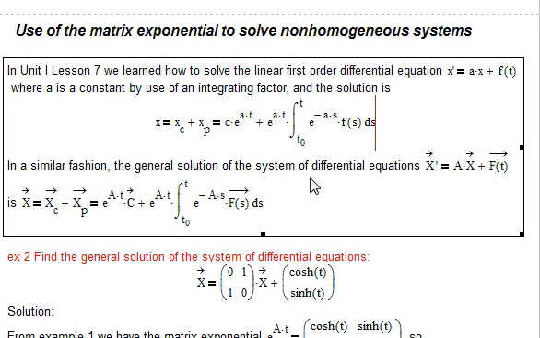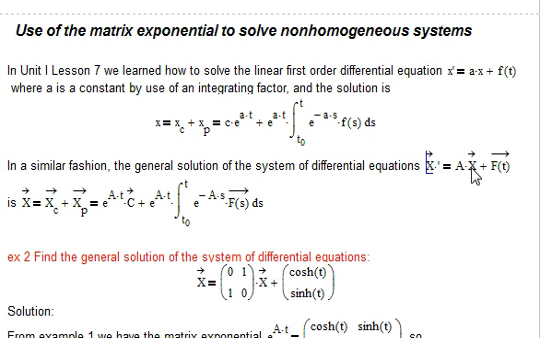In a similar fashion, the general solution of the system of equations vector x prime equals square matrix A times vector x plus vector f of t is the solution of the complementary equation plus a particular solution, which is our matrix exponential times our constant vector plus our matrix exponential times the integral from t0 to t of e to the negative as times f of s ds.